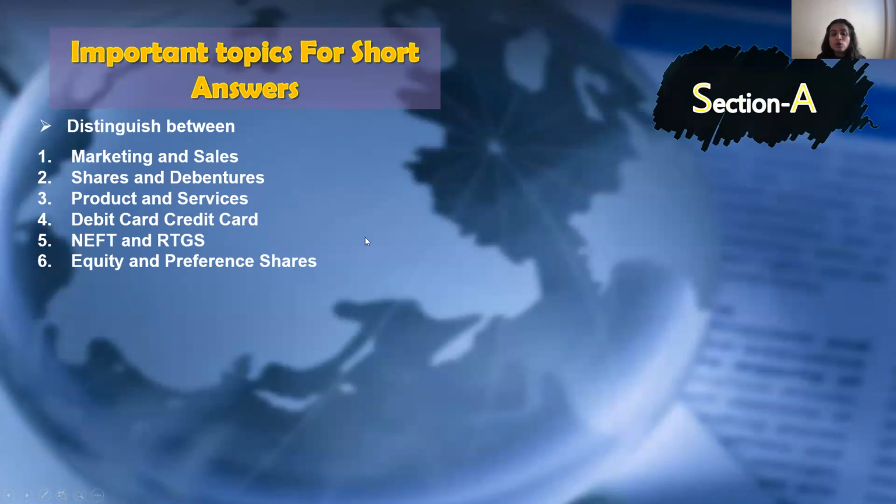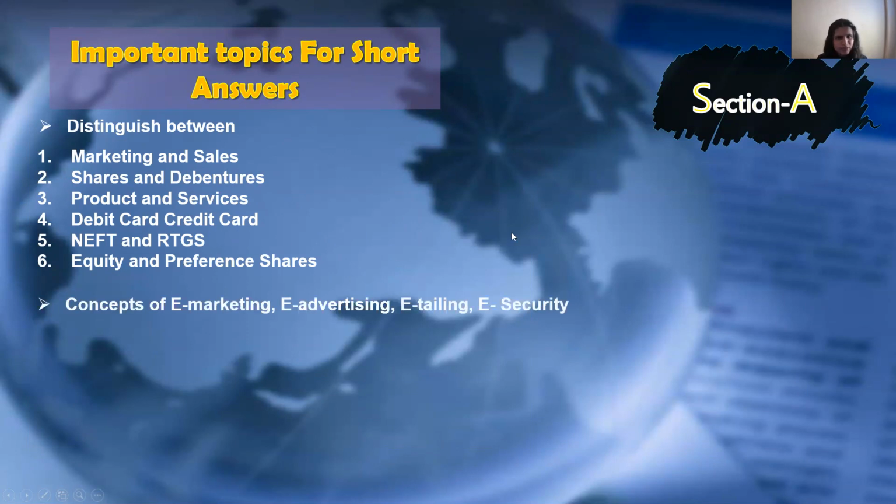This distinguish between is also very important, and it was repeated in 2 consecutive years, that is the 2019 board paper as well as the 2020 board paper. You will see that distinguish between central and commercial bank was asked. So that is very important. The next important concepts that you can do for short answers are e-marketing, e-advertising, e-tailing, e-security.